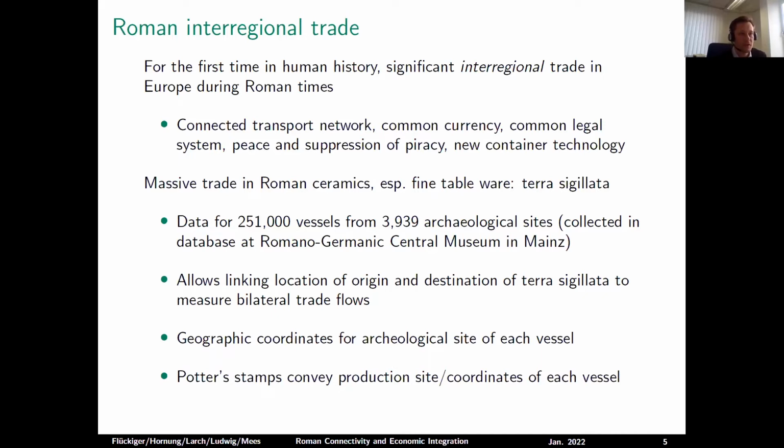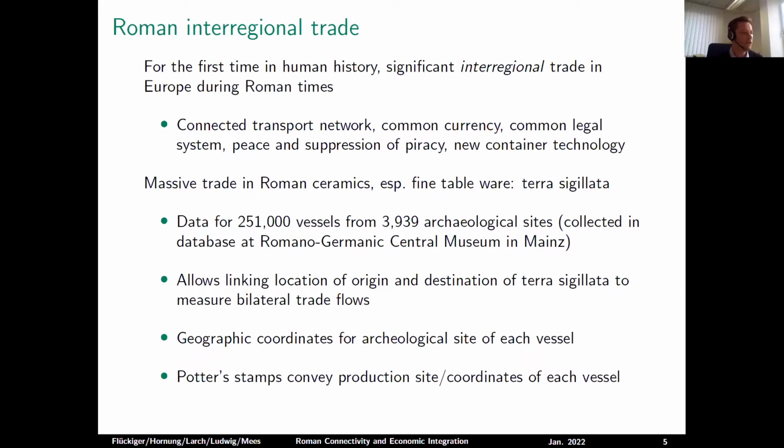Beforehand, there's certainly trade between and among tribes, but it doesn't have the extent that it achieves through Roman times. So there's now a large integrated political entity for the first time that is connected via a huge transport network, which is what we're going to focus on, but has several other things, like a common currency. It has a common legal system. There's peace, and there's suppression of piracy in the Mediterranean. They have other new technologies that help them trade. So all of this is facilitating trade and integration.